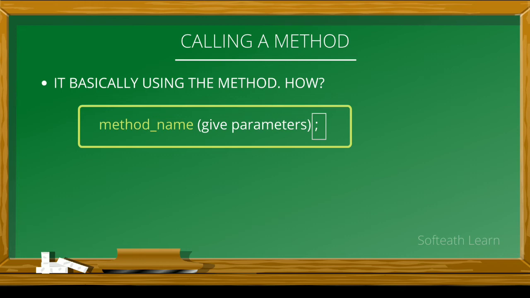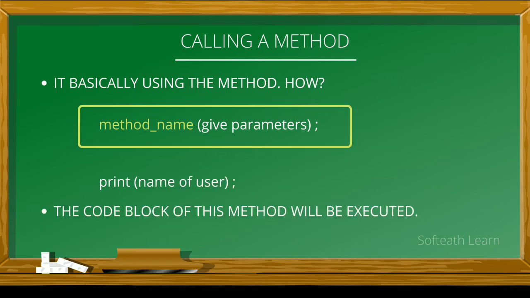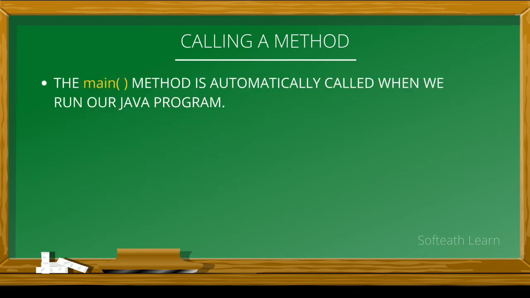For example, suppose the method that prints the username is called print. So we will write print, and inside the parentheses we will write the name of the user. After that, the code block of this method will be executed with the body of the code. So in this case, the name we gave as a parameter will be printed. Of course, later on we are going to learn how to print things using Java, but now I am just giving you an idea. Now note that the main method is automatically called when we run our Java program.